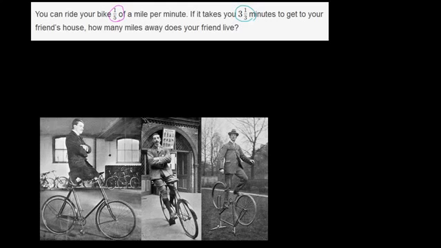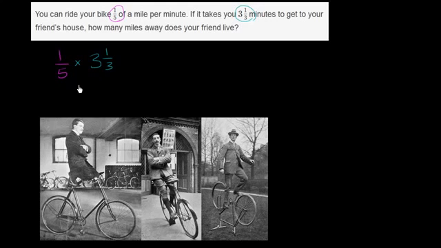So you can ride your bike 1/5 of a mile per minute, and you're going to do this for 3 1/3 minutes, so times 3 1/3. So we really have to figure out, how do we multiply 1/5 times 3 1/3? There's a couple of ways to think about it.